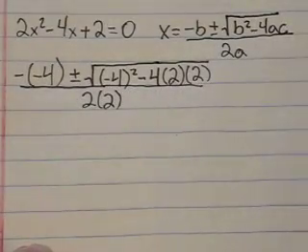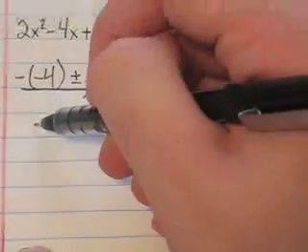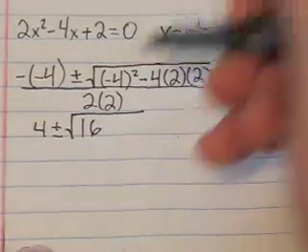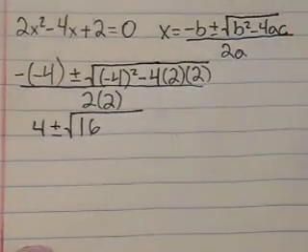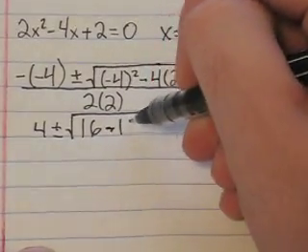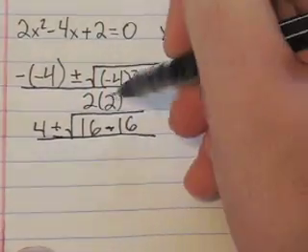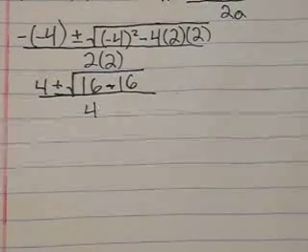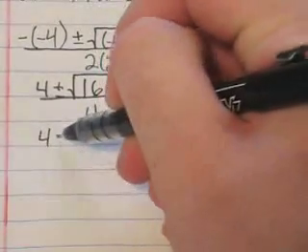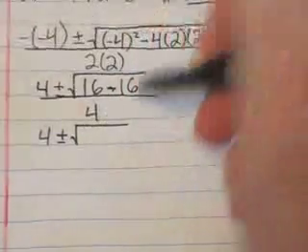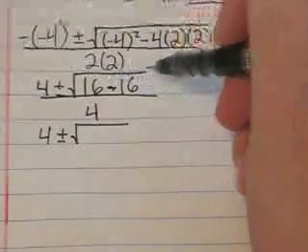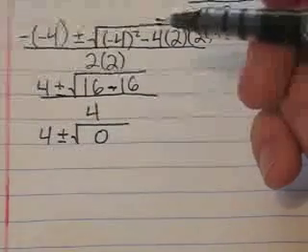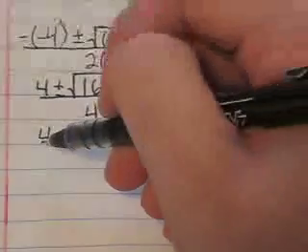Once we get that, we just need to simplify. 2 negatives make a positive. Negative 4 squared is positive 16. Negative 4 times 2 times 2 gives you negative 16. And then 2 times 2 is equal to 4. Now, we simplify this out a little bit more. We get 4 plus or minus the square root, and we notice that our discriminant is 16 minus 16, which equals 0. And we already know that when your discriminant is equal to 0, that means you're going to come up with one real solution.